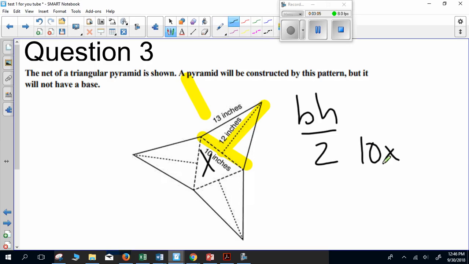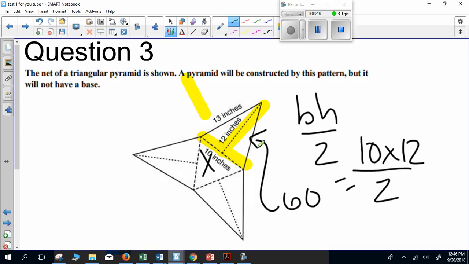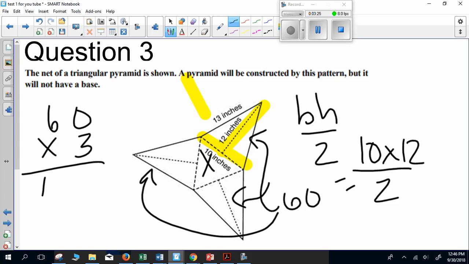10 times 12 divided by 2. 10 times 12 is 120. 120 divided by 2 is 60. So this triangle equals 60, this triangle equals 60, and this triangle equals 60. So 60 times 3 is 180 square units.